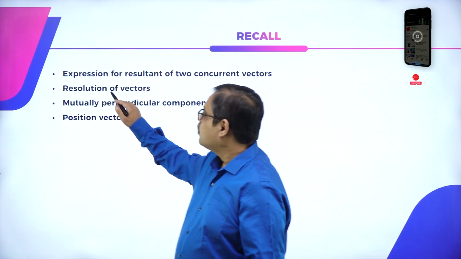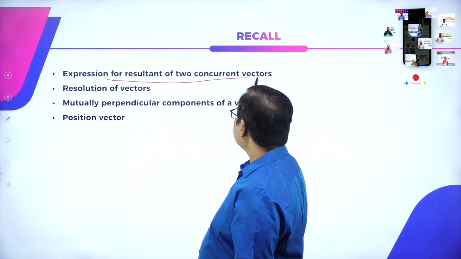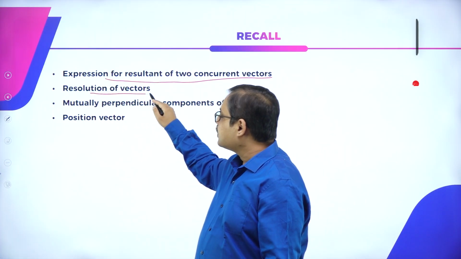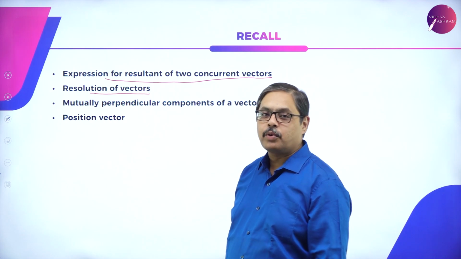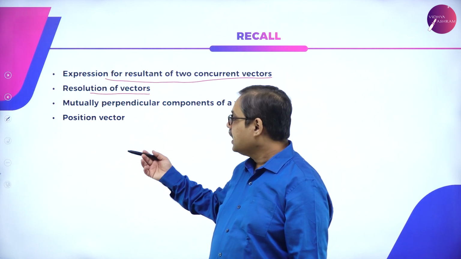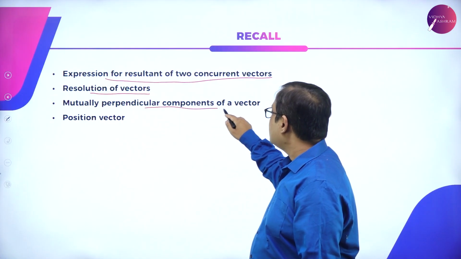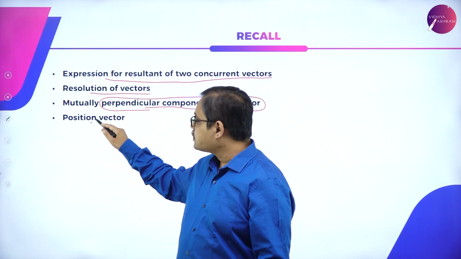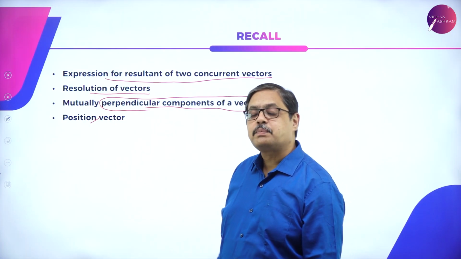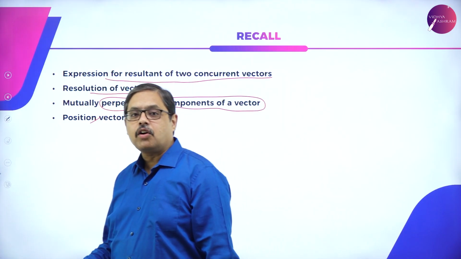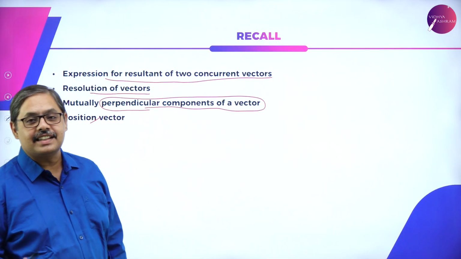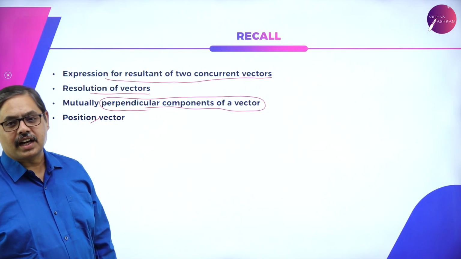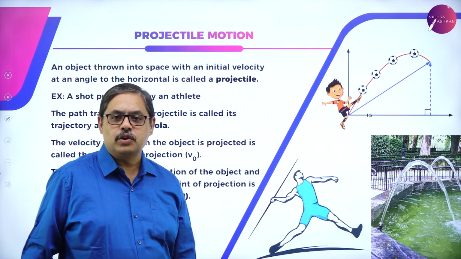In the previous session, we had obtained the expression for the resultant of two concurrent vectors. We had resolved the vectors into their x-axis and y-axis components, or rectangular components. We had also done two mutually perpendicular components of a vector. We had discussed position vector and displacement vector, and at the end we had also seen the expression for instantaneous velocity as well as instantaneous acceleration. Let us check and further discuss these concepts in today's class.